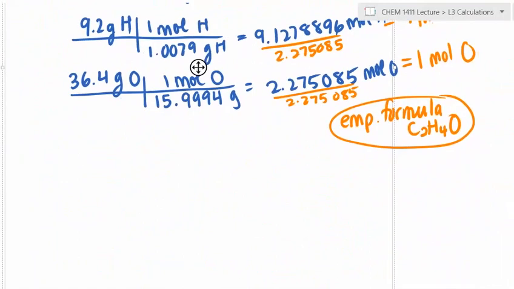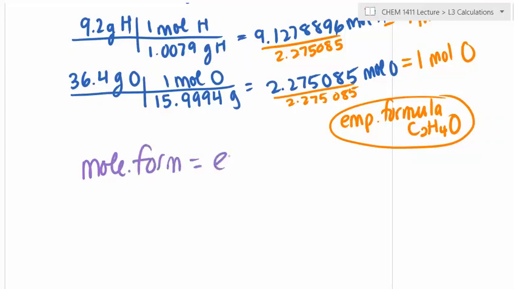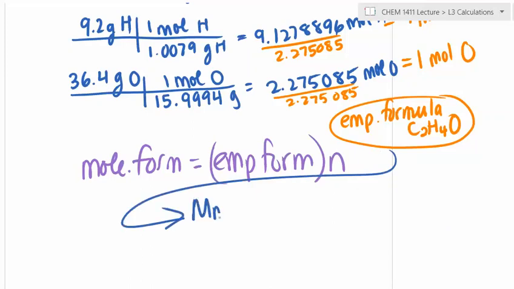So let's continue on. So the molecular formula is equal to the empirical formula times some factor. Okay, and we've got to figure out what that factor is. Well, what we can do is we calculate the molar mass of this and then see how many times we have to multiply that to get the molar mass that was given.